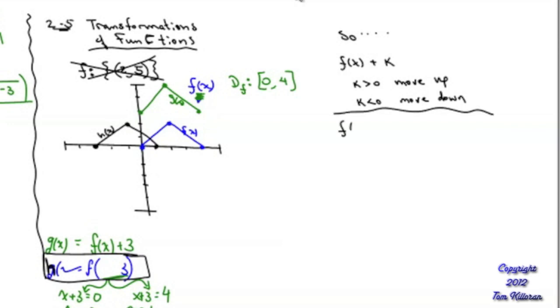If you have f of x plus h, yes, I'm going to use h in this case. It's a common letter. If h is positive, you're going to move left. If h is negative, you're going to move right. So far, that's all I have.